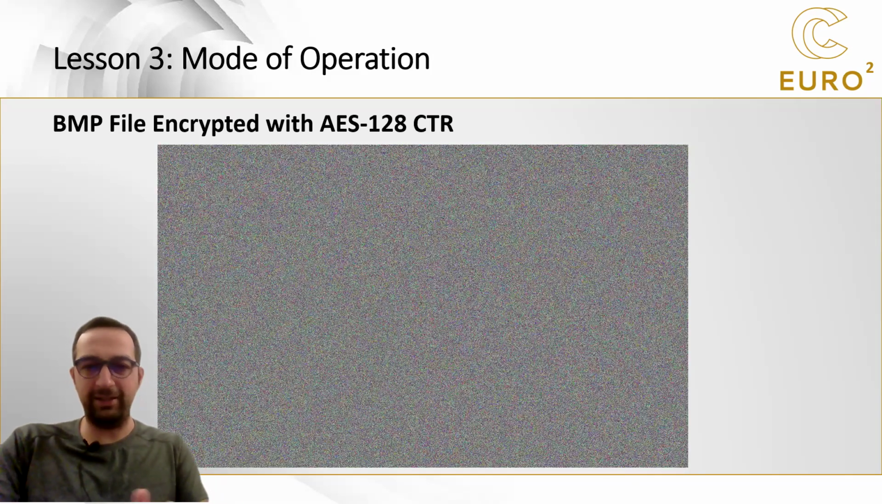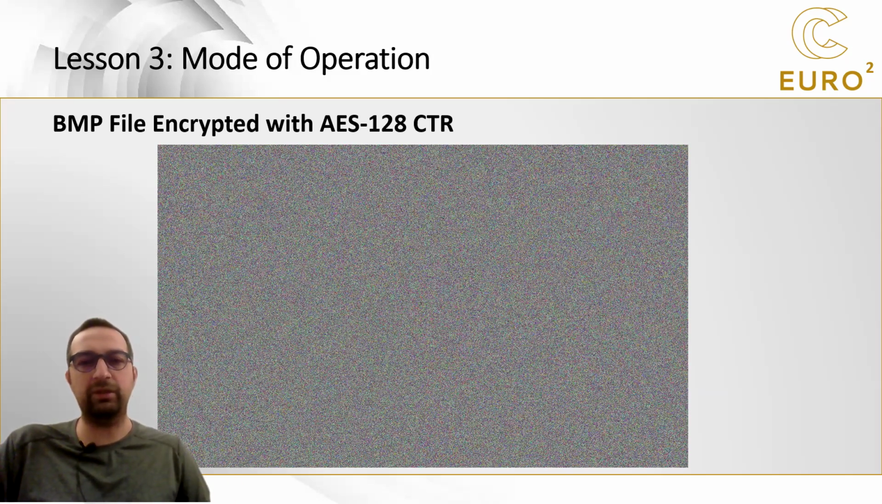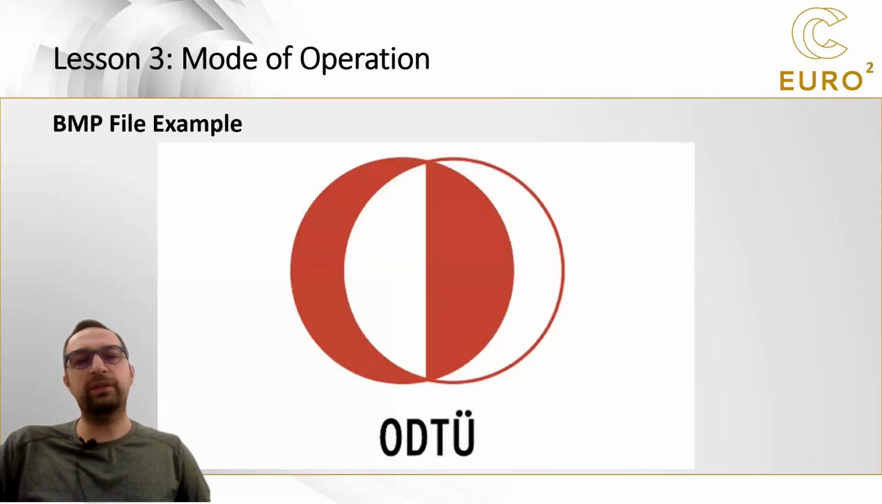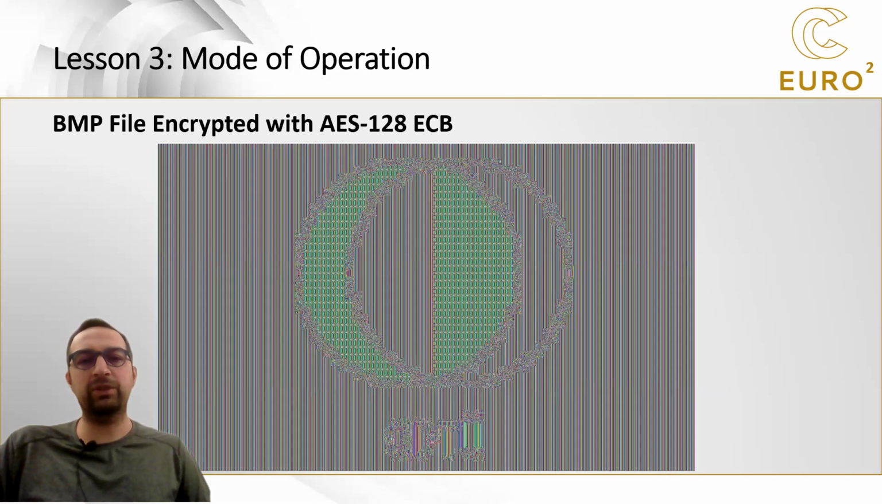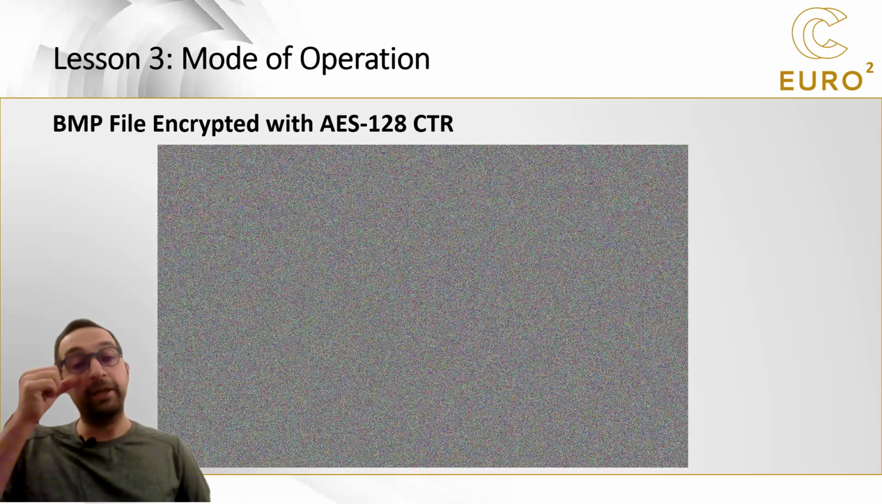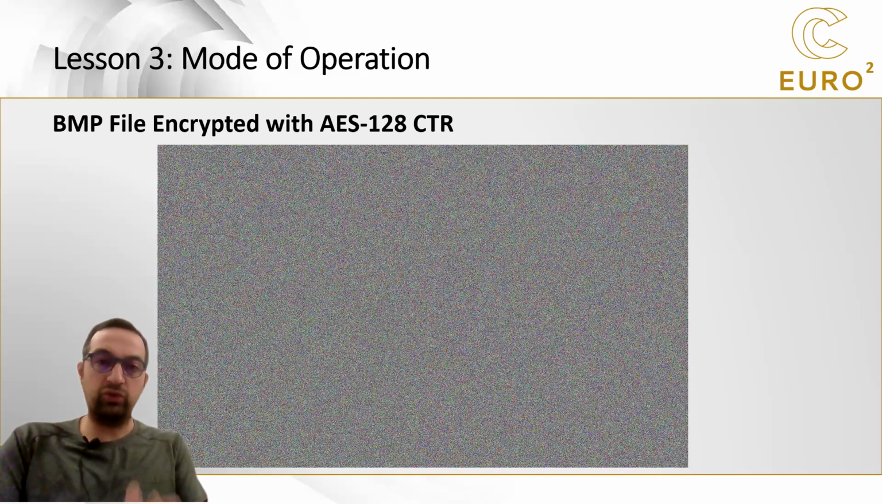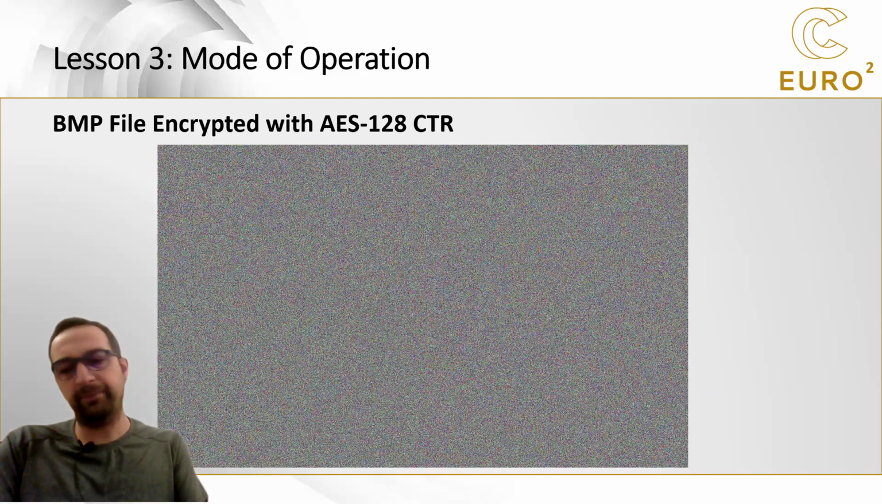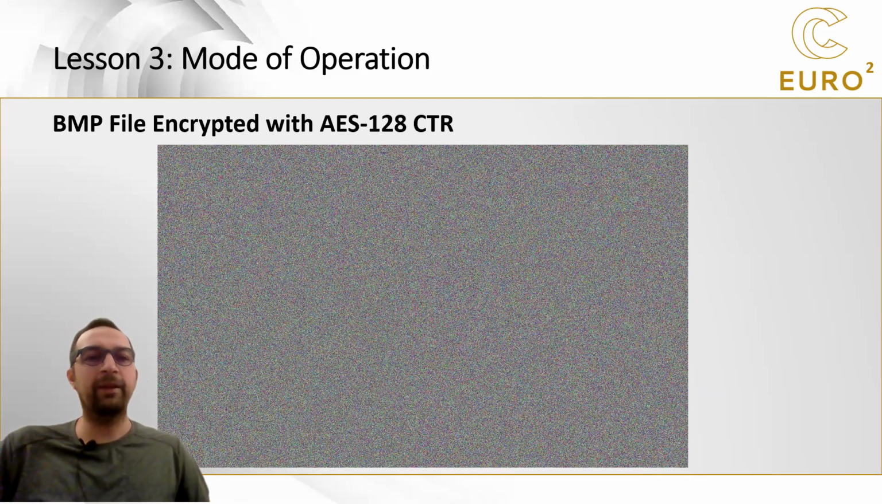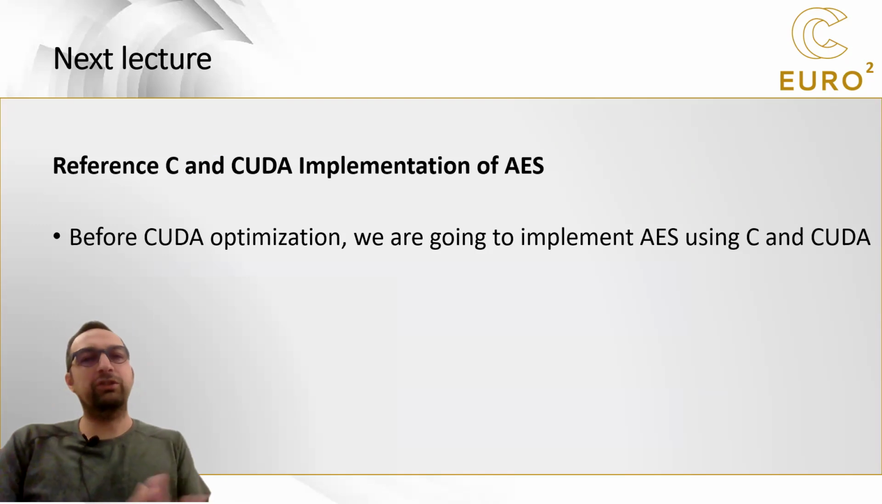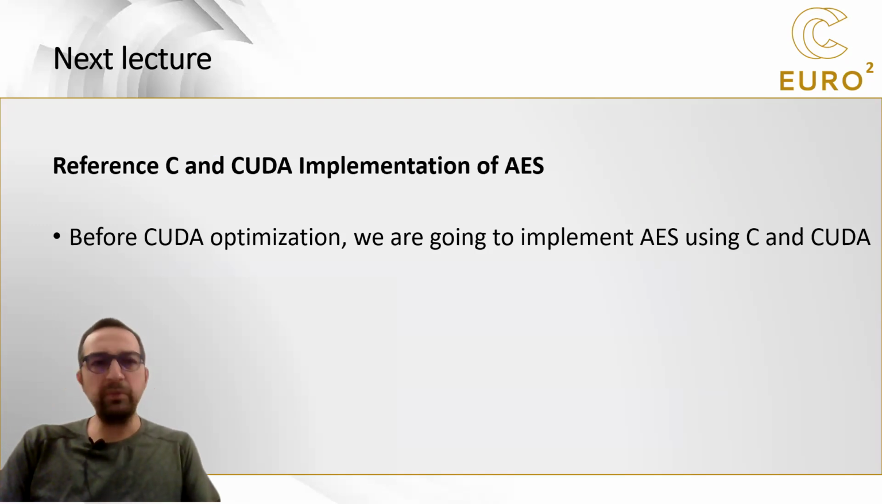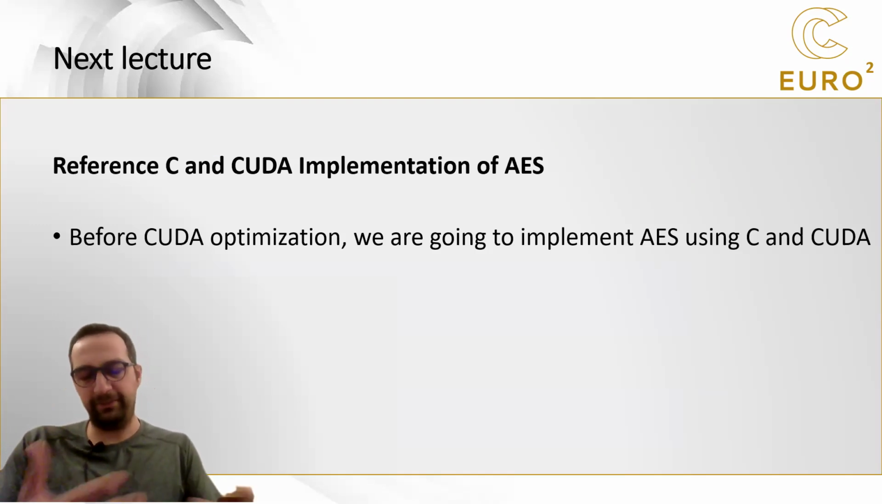So as you can see, there are no patterns, nothing that the human eye can detect. So if I go back, original picture, ECB mode of encryption, and counter mode of operation. So this is why you should choose your mode of operation carefully, and also, you shouldn't be using something weak. So this concludes our discussion of modes of operation. So in the next lecture, we will start implementing things.